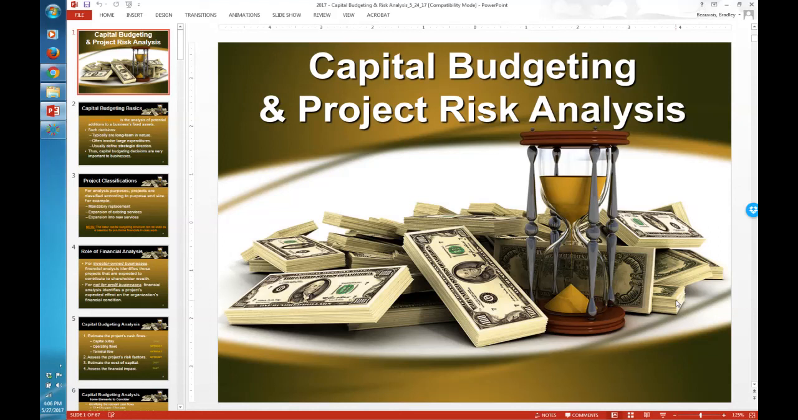Well, welcome back, ladies and gentlemen, to capital budgeting and project risk analysis. As we consider all the prior sections of this particular course, everything really has been leading up to this section, because it's going to incorporate the time value of money, risk and return, weighted average cost of capital, and debt and equity financing. It all sums up into what we're really talking about here within this section.